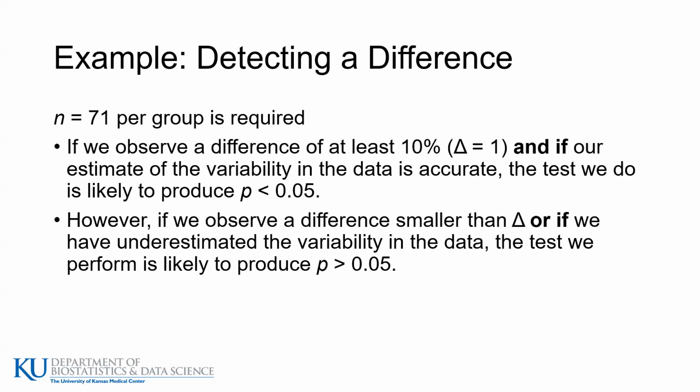But if we observe a difference that's smaller than this delta, or if we have underestimated the variability of the data, the test we perform is likely to produce a p-value of greater than 0.05.